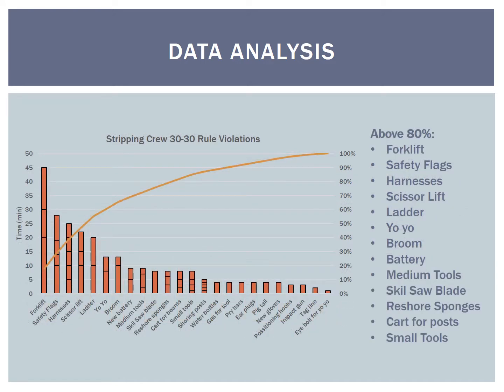This Pareto chart shows the same information but for the deck stripping crew. There were a lot of items that fell above the 80% mark, but the top few are the forklift, safety flags, and harnesses.